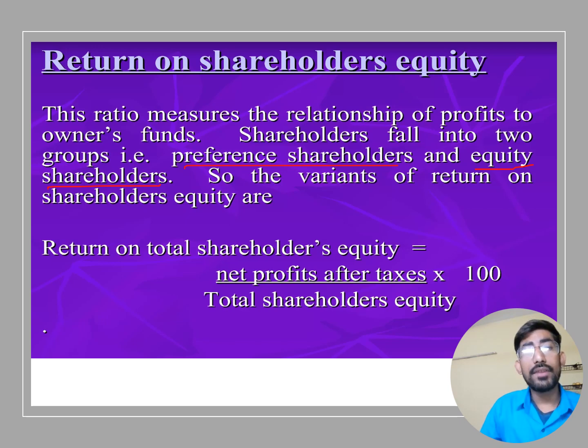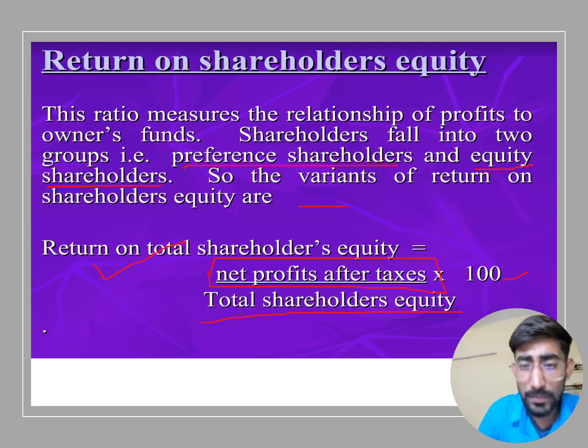So the variants of the return on shareholders' equity are, the first one is return on total shareholders' fund, that is net profit after tax divided by total shareholders' equity, that includes the equity shareholders plus preference shareholders, into 100. Now you must have a question in mind that in the previous two cases we included the interest, but in this particular case, why are we not including the interest?